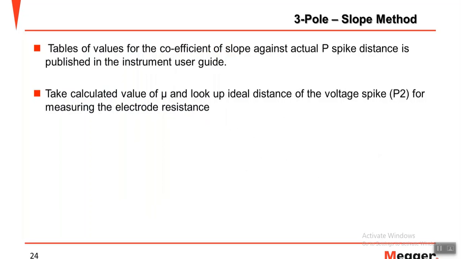Okay, and the table that I said, the table of value for the coefficient of slope against actual potential probe, is published in the instrument user guide. If Megger, usually Megger will give this table for every ground tester equipment that uses the pole method. Otherwise, if you buy the clamp on method, you will not get this instruction. Take the calculated value of coefficient and look up the ideal distance of the voltage spike probe for measuring the electrode resistance.